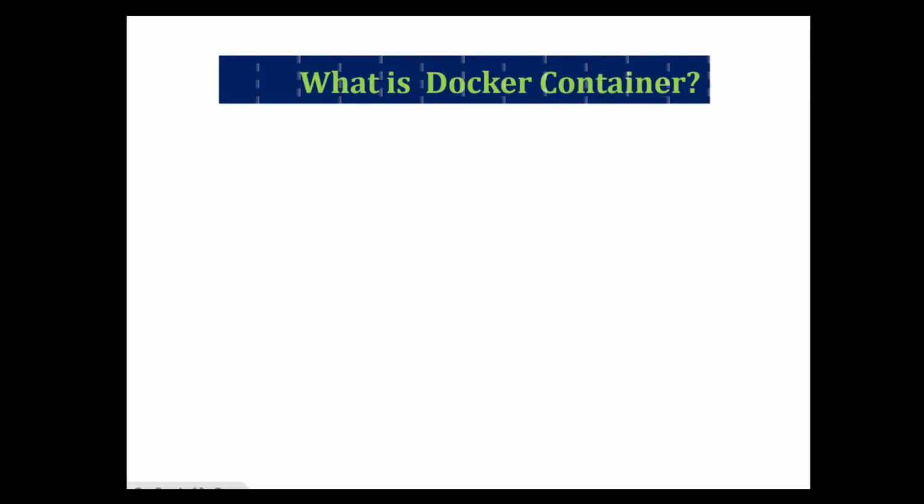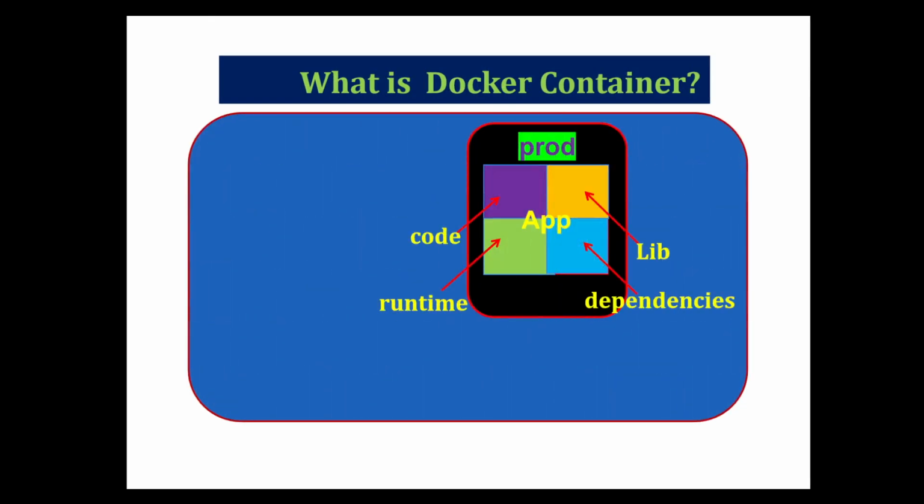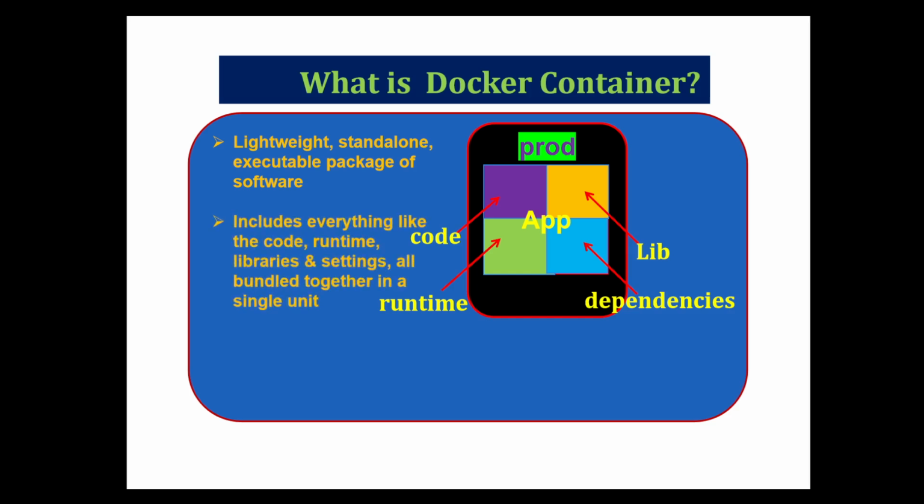We have just seen what Docker is. Now let us understand what a Docker container is. A Docker container is a lightweight, standalone, executable package of software that includes everything needed to run a piece of software. It includes the code, runtime, libraries, tools and settings, all bundled together in a single unit.